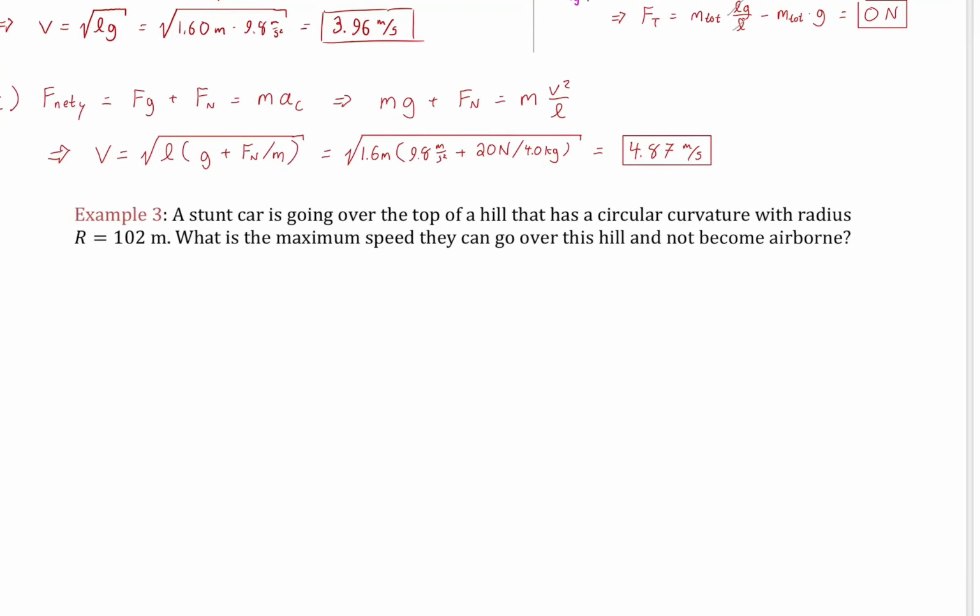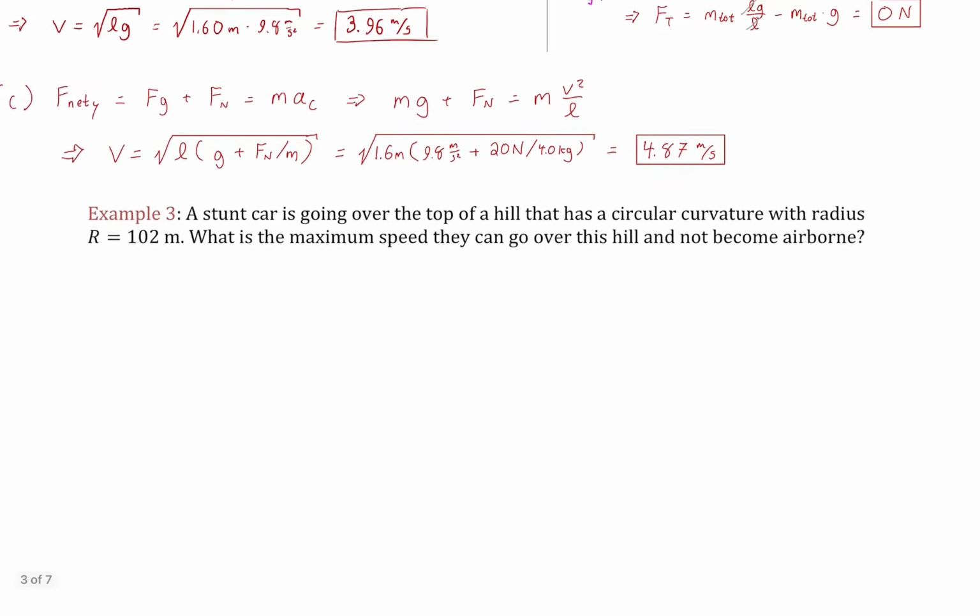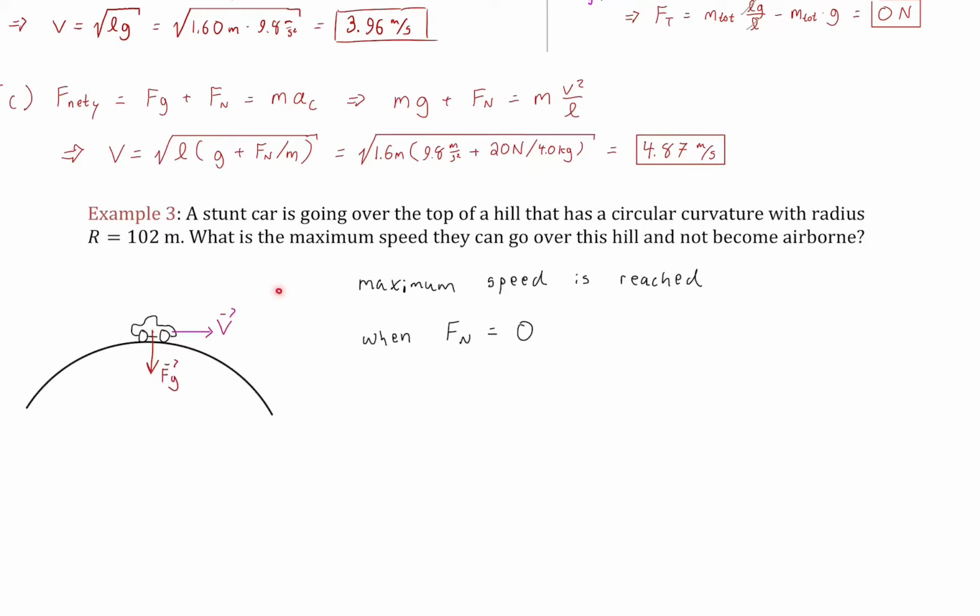Okay, let's do some more examples. Okay, so another kind of simple one in a planar case. In this case, considering a car going over the top of a hill. So a stunt car is going over the top of a hill that has a circular curvature with a known radius, 102 meters. All right, what is the maximum speed they can go over the hill and not become airborne? So here's the picture.